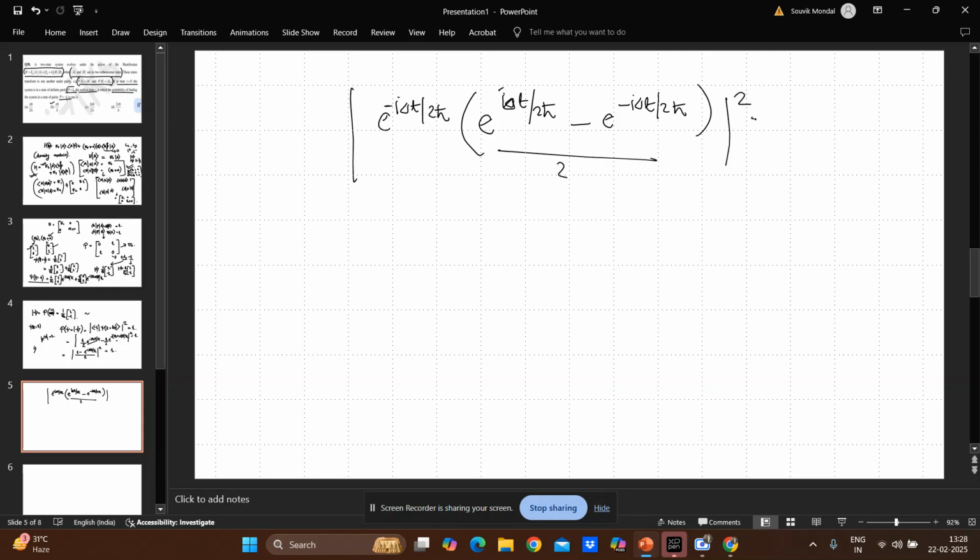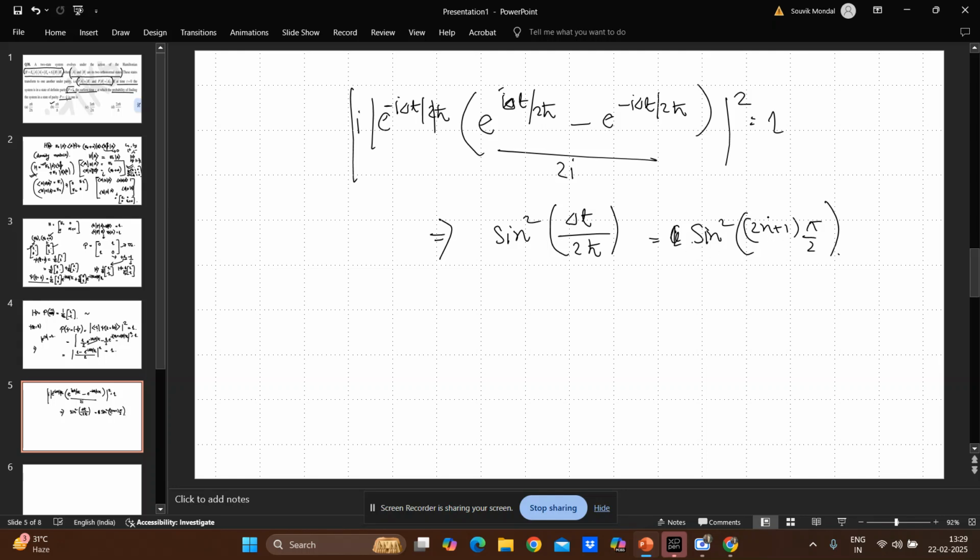The mod squared is equal to 1, right? The mod of the exponential is 1, being of the form e to the power i x. So you will simply get sine squared of delta t by 2 h cross. There will be a 2i of course, but the mod of i is 1, so nothing matters if you multiply and divide by i. And what is the minimum value of this? You have to make the sine equal to 1, so you can make it sine squared of (2n plus 1) pi by 2. Now you have to choose the minimum value, so you put n equal to 0. Then you will get the minimum time.